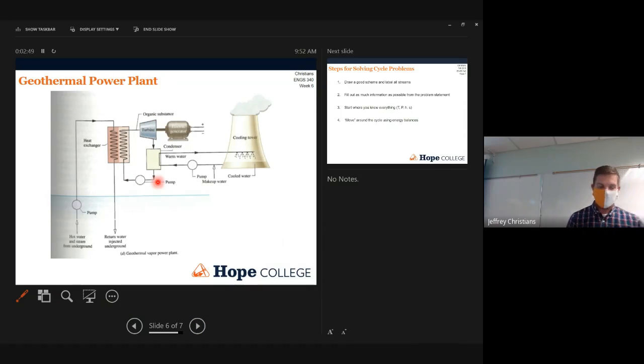The other plants that I showed all work with high temperature heat sources. A geothermal power plant has a pretty low temperature heat source. So it has to use different fluids. It can't use water, but it operates off the same cycle, the same pieces of equipment. We'll follow up with this and continue to talk more about it next week. In class, you'll get a chance to explore some of this a little bit.